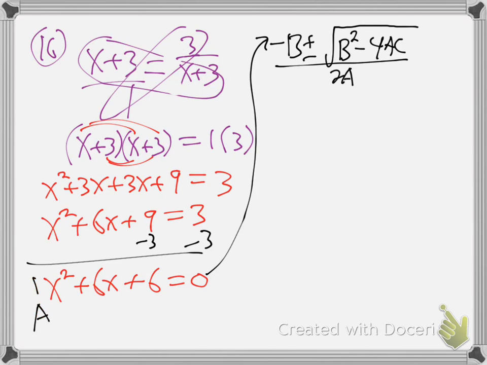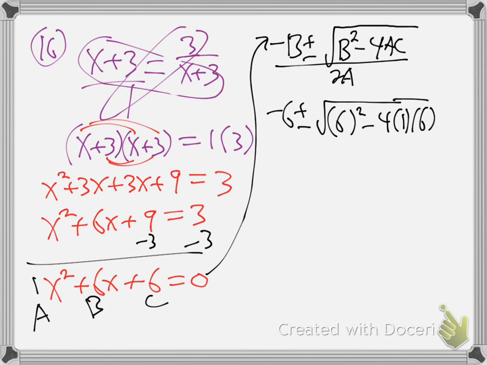So A is 1, B is 6, C is 6. Plug them in. Right? Negative B plus or minus the square root of B squared minus 4 times A times C, all over 2A. We good to there? Keep cranking, like my old physics teacher used to say. Just turn the crank. Crank out the numbers.